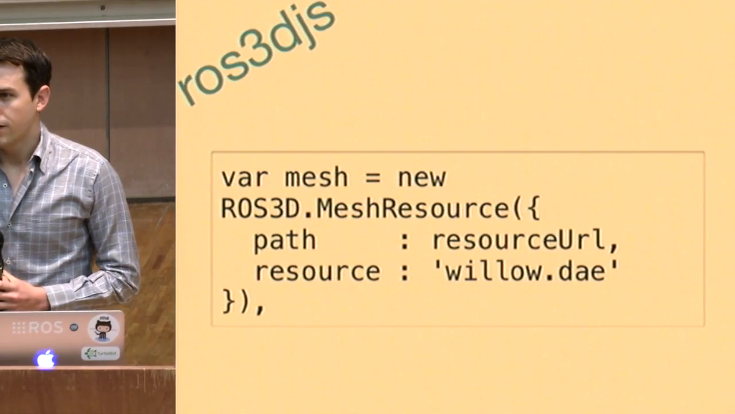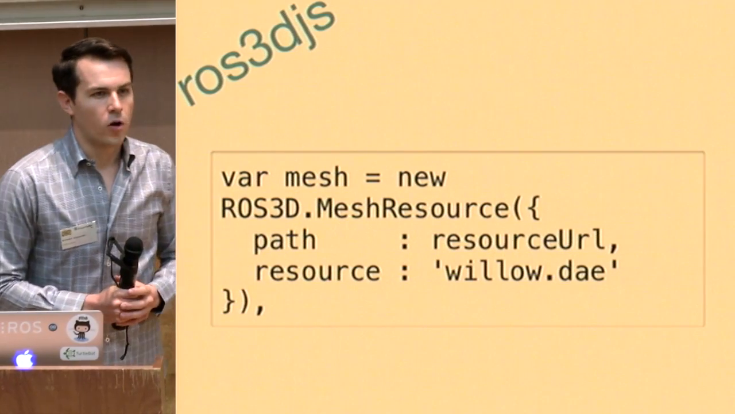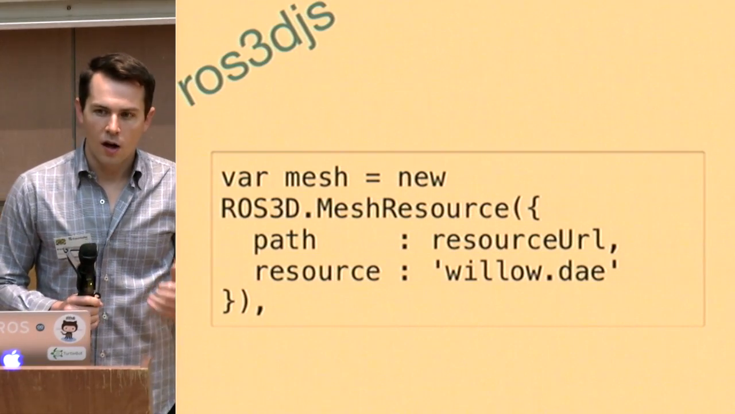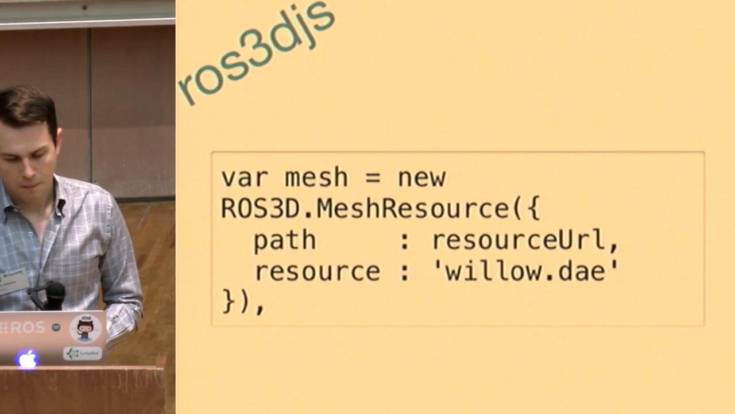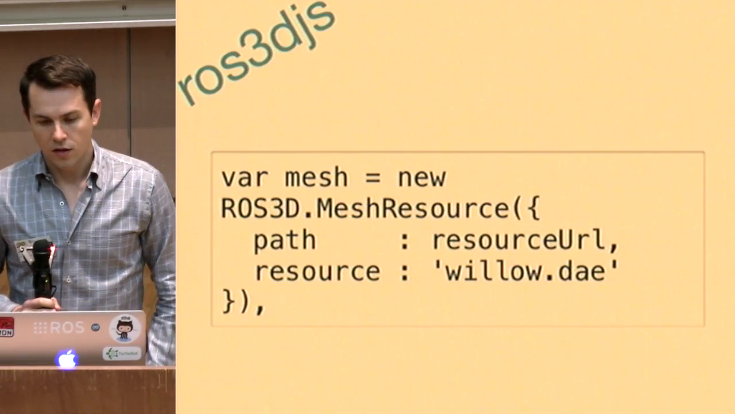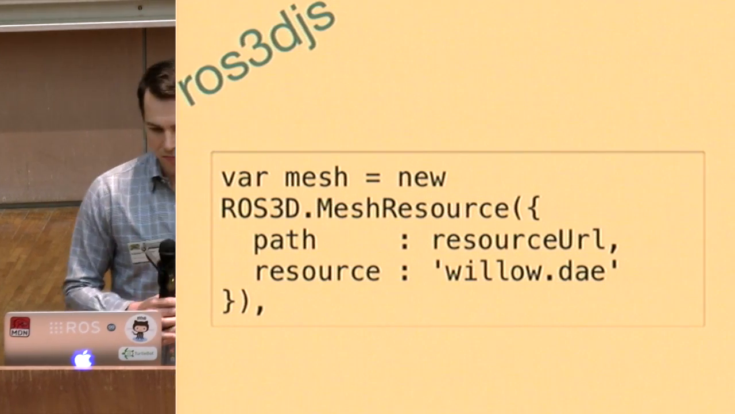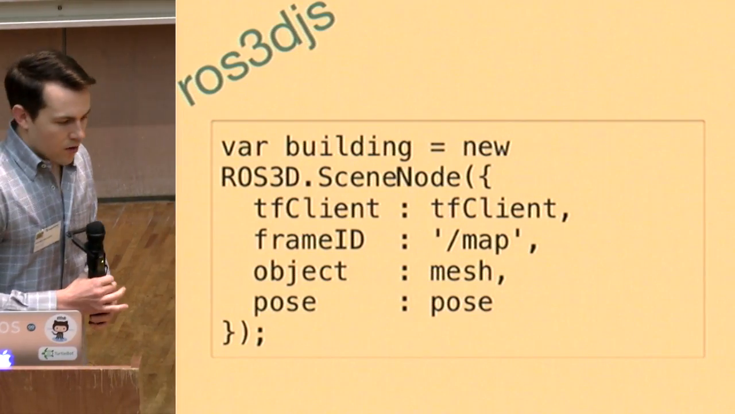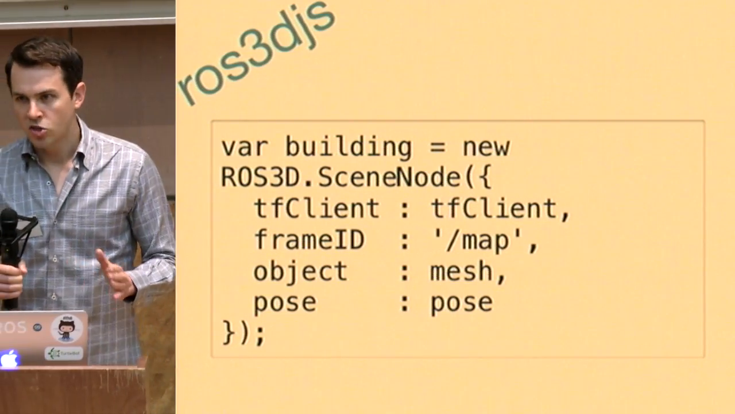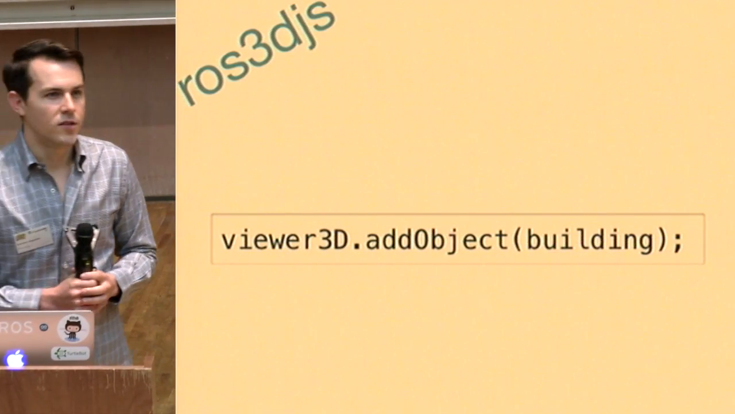But to really hit home the point that you can just add the components that you need, let's add one more feature for our final example. Let's add the 3D floor plan of Willow Garage to our demo. The first thing we do is just create a mesh resource. This is where we specify the collada file of Willow Garage's floor plan, so it includes the walls, windows, and so forth. We then create a scene node, which we give the mesh information. We give it an offset pose of where it should be on the map. And then we just add the object to the scene.